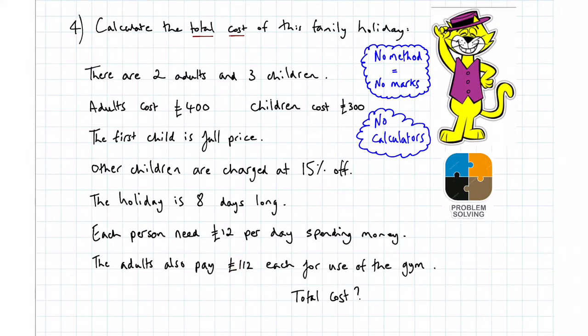So if I just move to a blank page so I can start showing this working out, what I would do if I were you is actually say we've got an adult going on holiday, another adult going on holiday, a full price child going on holiday. Just tidy that up. There's my full price child. Now I need to work out a reduction of 15% for the child price.